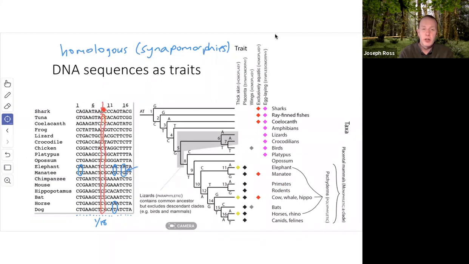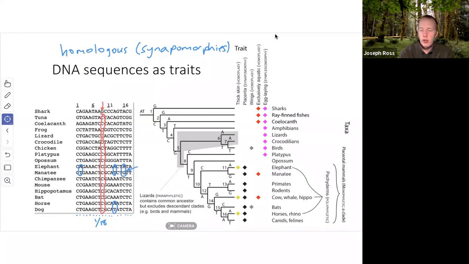And that difference, G versus C, is how we know that sharks in this case branched earliest, that they share the oldest common ancestor. So in other words, the whole shark sequence looks very little like any of the other sequences. And that's what defines it as basically the outgroup, the most distantly related species to all of the other species, the one we have to go farthest back in the tree to find a common ancestor.